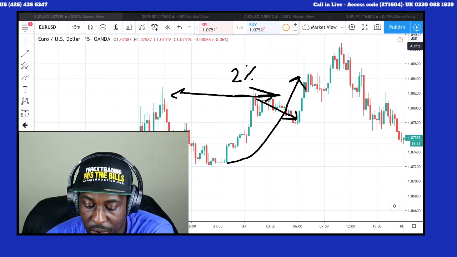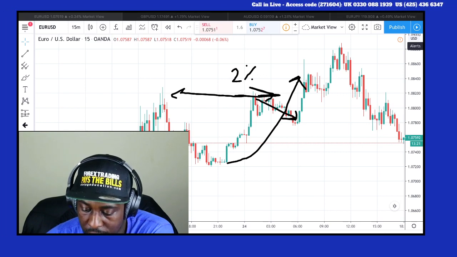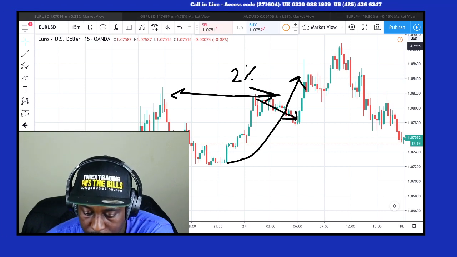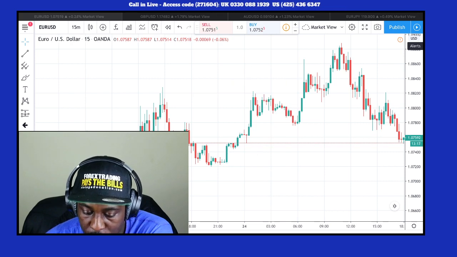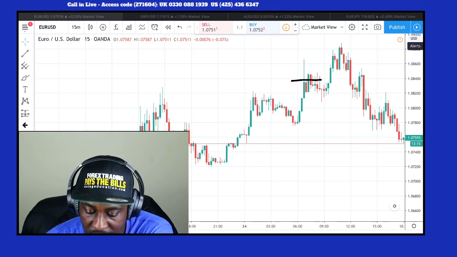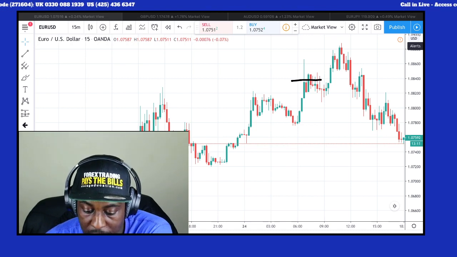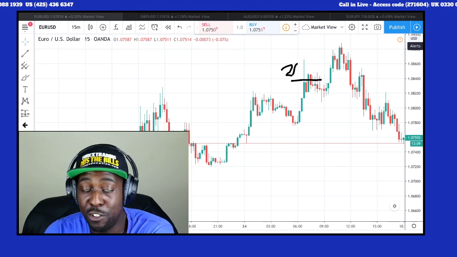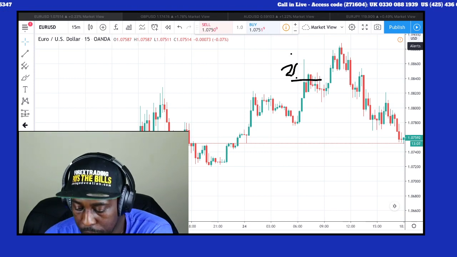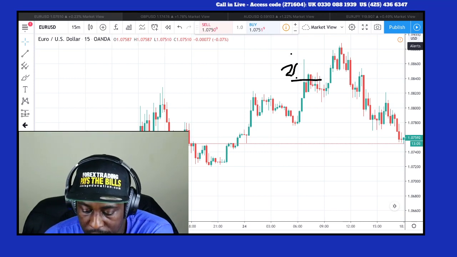Maybe we now say, you know what, let's take all of this off the chart. We say, okay, cool, it was a false breakout. We're going to take a sell position from this place. Maybe you take another trade. What happens? That's another 2%. Okay, cool. Then what happens the third time?